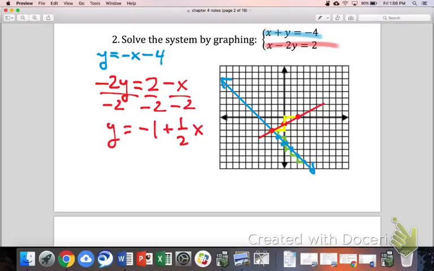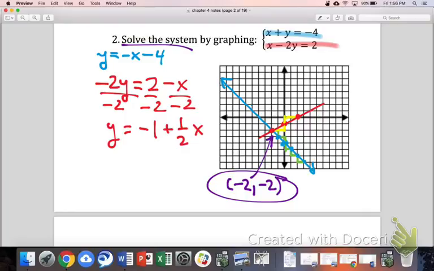Does that make sense? So what you would say here is that this point right here is -2, -2. It's where the two lines cross. It's where they intersect. The solution to a system is always where the two lines cross. So our answer to the system, it says solve the system, the answer is -2, -2. It's where the two lines cross.